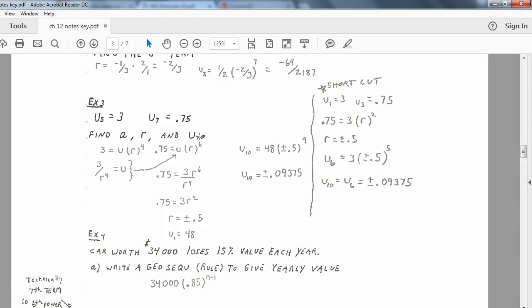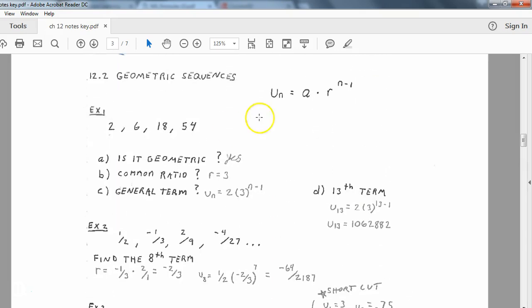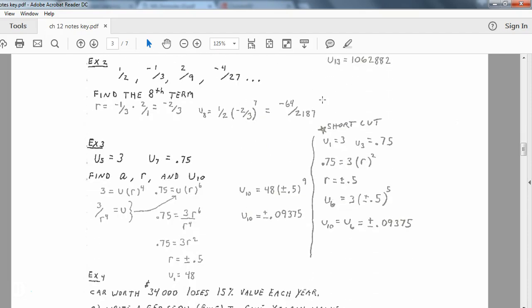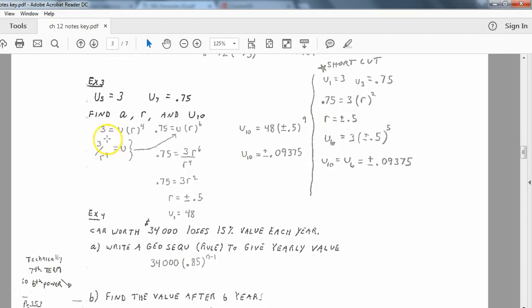Same formula. I'm still looking at this same setup right here. I still need to know the first term. I still need to know the common ratio, and we'll be putting a 10 right here since we're looking for the 10th term. But I got to come up with my two unknowns first. So we got to come up with a first term and a common ratio to do this.